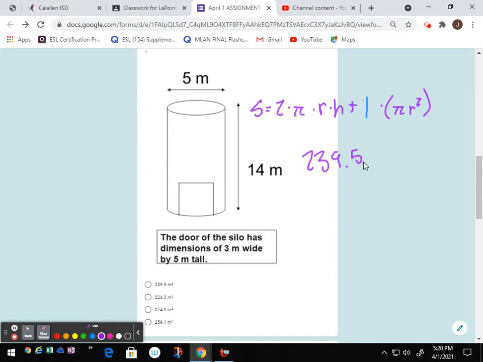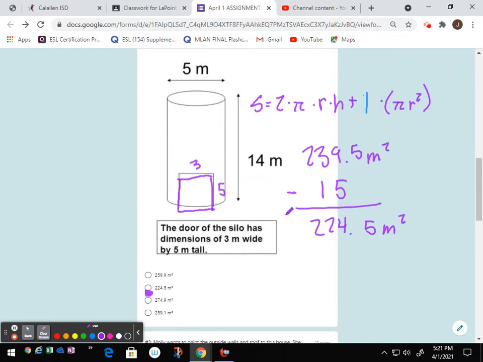And we're talking meters squared since it's area, okay? So we have our surface area of our cylinder, but now we need to find the area of this door. The dimensions of the door are 3 meters wide and 5 meters tall. To find the area of a rectangle, we do length times width, which is 3 times 5, which is 15. So we're going to subtract 15 from our final total. So we should get 224.5 meters squared, which is answer choice B for number 2.